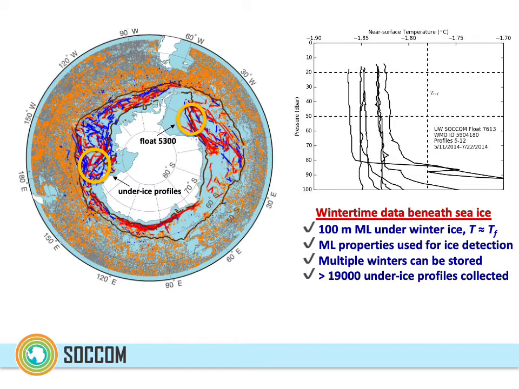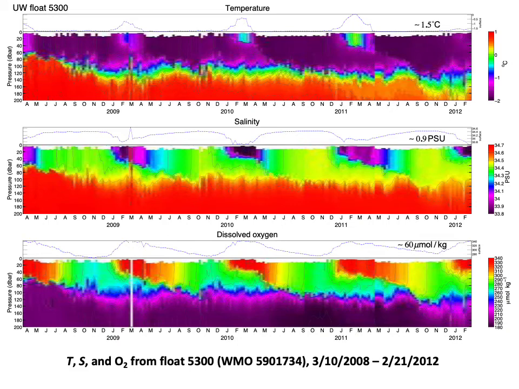The other orange circle there, labeled Float 5300, is a float in the Weddell Sea that worked for a number of years. One of our early floats, but it worked very well. And this is an example of the data from float 5300, or WMO 5901734, if you prefer, through almost 4 years of data, and you can see during the time the float was in that orange circle here.